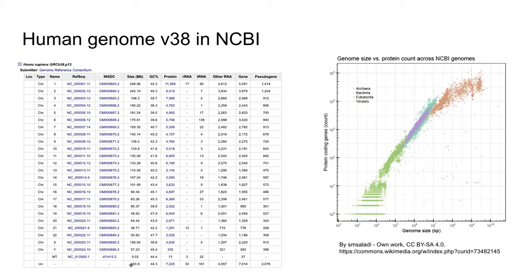contigs or sequences which are not placed into any chromosome because we don't know basically into which chromosome they should be placed. You also see that you have only one file per chromosome. So even though we have two copies of each chromosome, there's only the sequence of one.